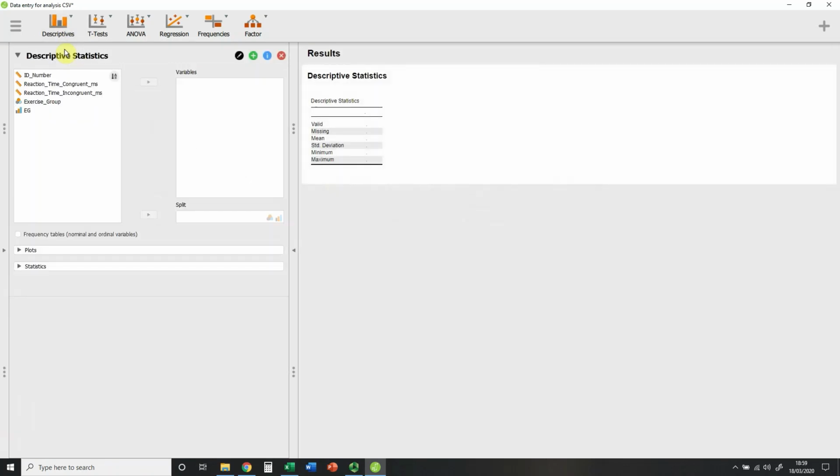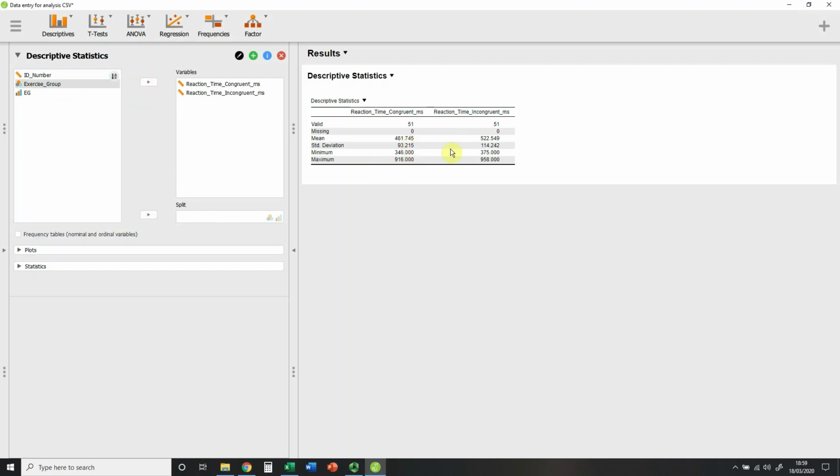Now, in terms of checking the distribution for JASP, we go up to the descriptives menu and click on descriptive statistics. JASP opens a new output window, but at the moment nothing is created because we've not moved anything over. As I move things over, we start to see new output appearing.